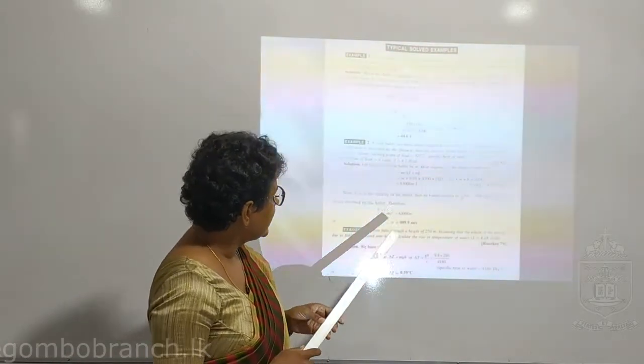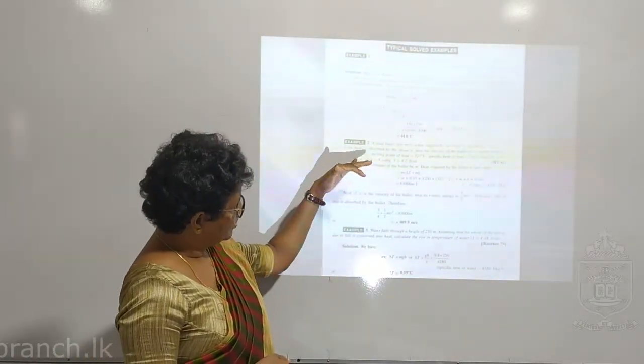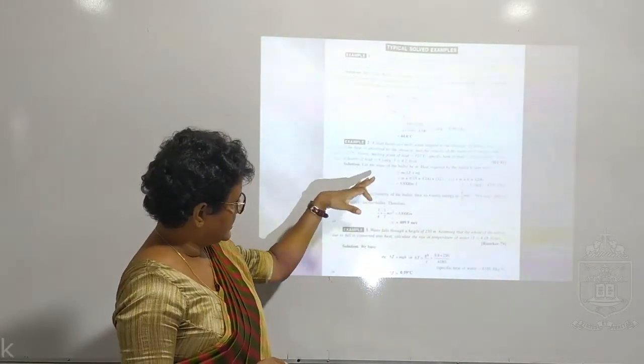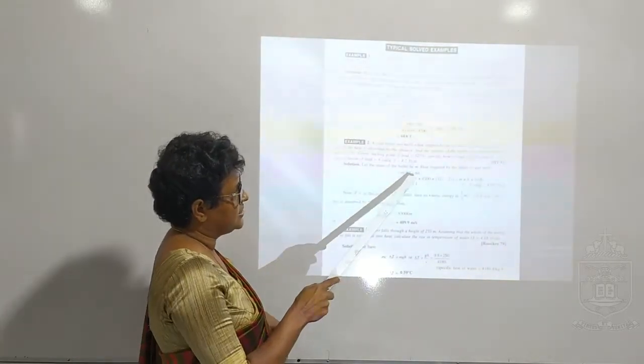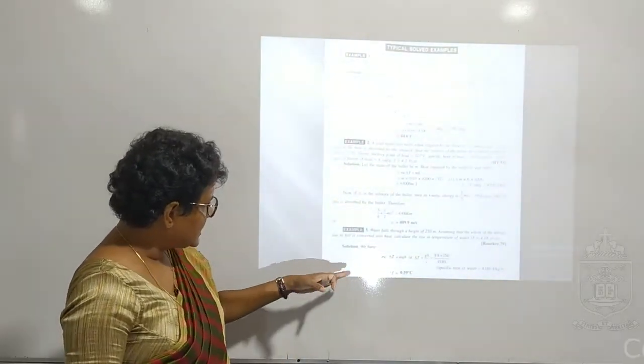Here it says, second problem, you keep this one, I'll do it later, right? Because there is a phase change, ml comes. Okay, see this last one.